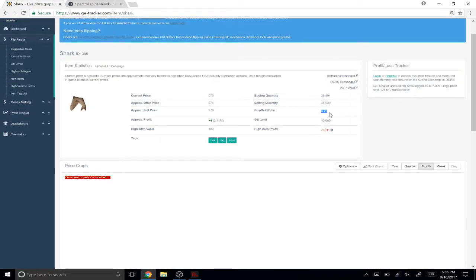So this is a really great way to tell if an item is crashing or not, because if this buy-sell ratio is red, it means you should probably not flip it and you should be careful, and if it's green, that means you should flip it, and there could be a lot of opportunity in the item.